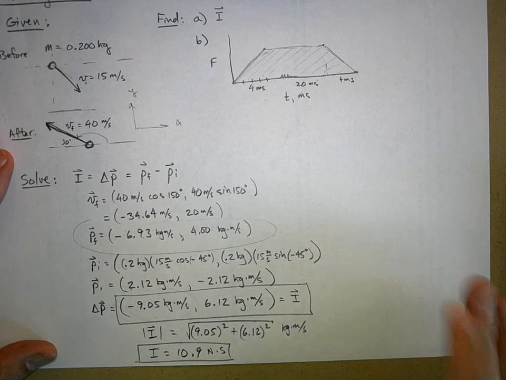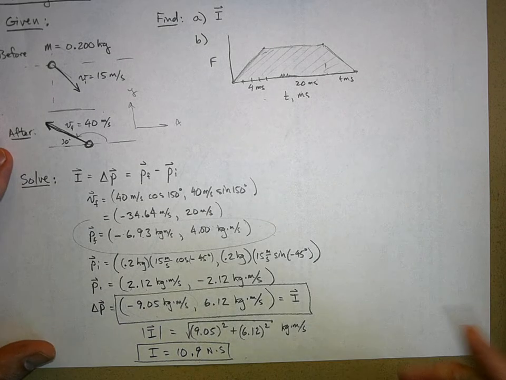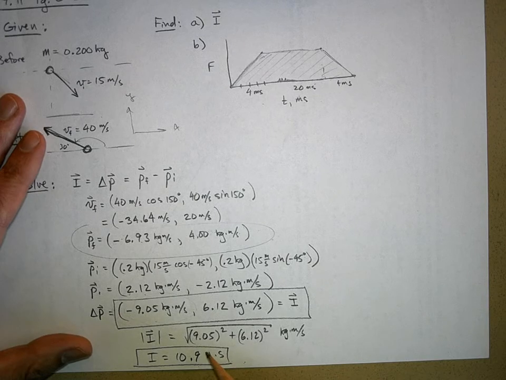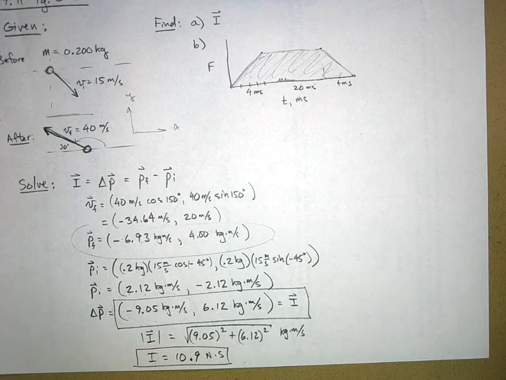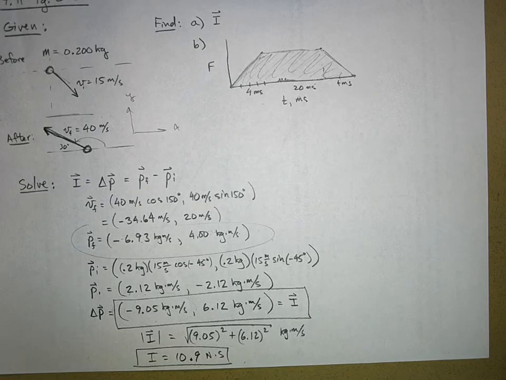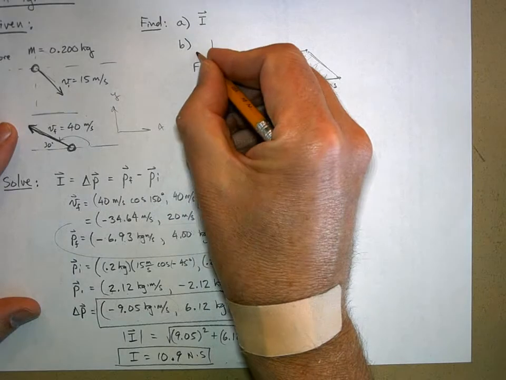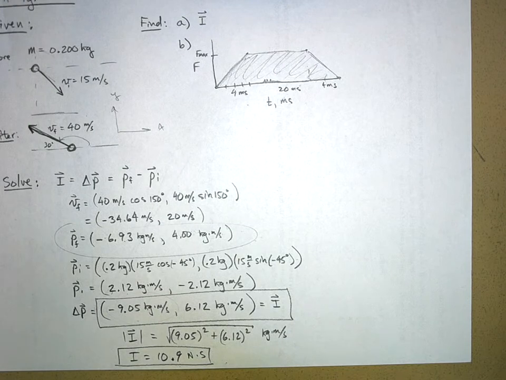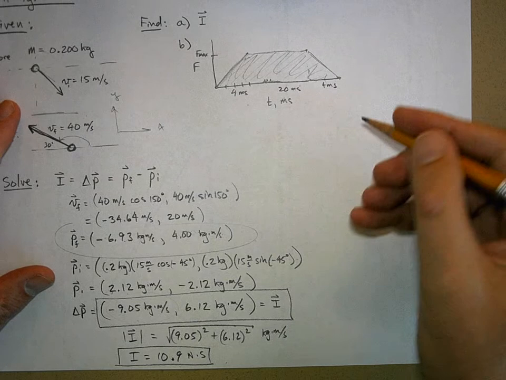Okay, so that's the answer for part A, but here's the maximum impulse. Now what we need to say is that this value is the area of this trapezoid up here. So let's say, here's my maximum force. And the area of a trapezoid is the average base times the height.